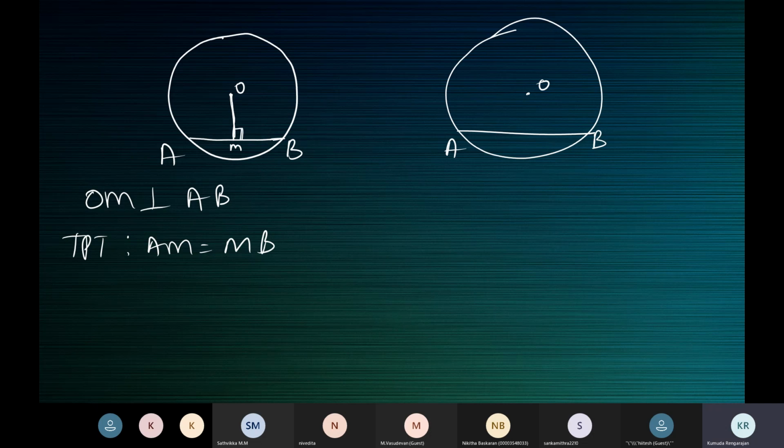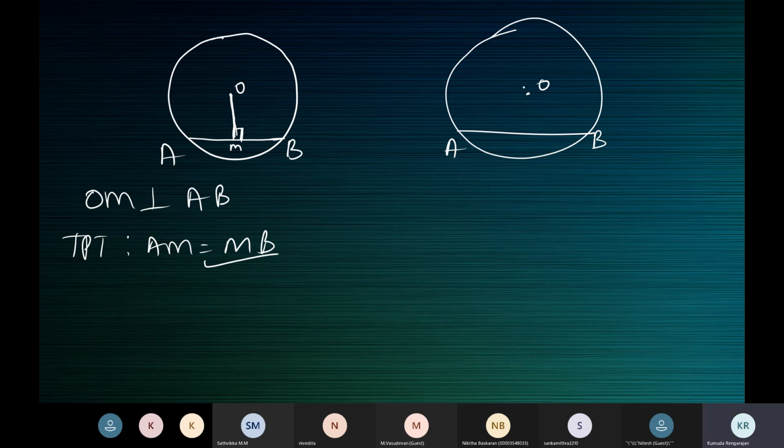So here the statement is the perpendicular from the center to the chord, from the center, not from any point in the circle, from the center. The perpendicular from the center to the chord bisects the chord. Bisects the chord is what we have to prove.